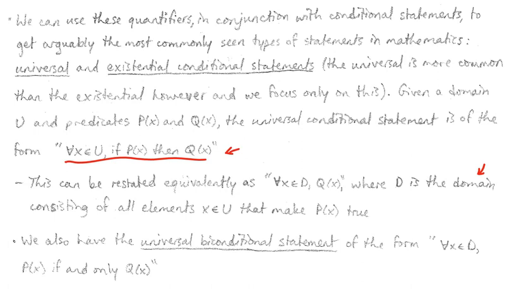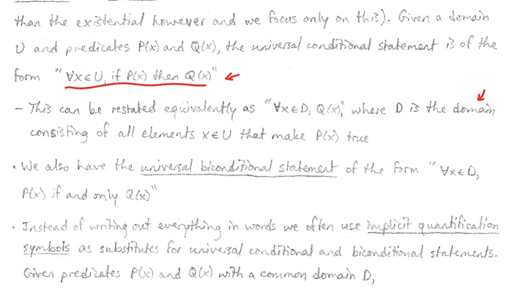There is another type of statement that we do see quite a bit. This one is probably about as common as the universal conditional statement, definitely more common than the existential conditional statement. We have the universal biconditional statement, which is of the form: for all x in some domain D, P of x if and only if Q of x.